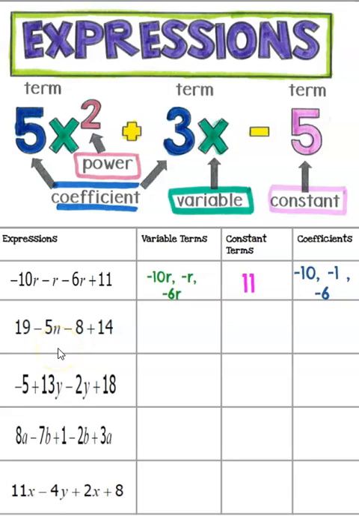We have 19, negative 5n, negative 8, and plus 14. So what I'd like for you to do is see if you can figure out the variable terms, the constant terms, and the coefficients. So hit pause, and then when you're ready, come back and I will give you the answer.